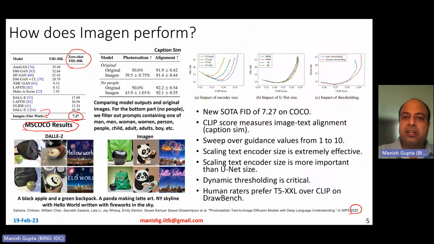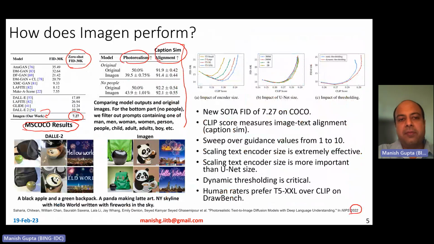They also got human judgments done with respect to the actual image. So they took a caption, and there was an actual image associated with the caption. They passed the caption to Imagen, generated an image from Imagen, and then got it labeled by human annotators in terms of photorealism as well as image text alignment or caption similarity. They did it for two different sets.